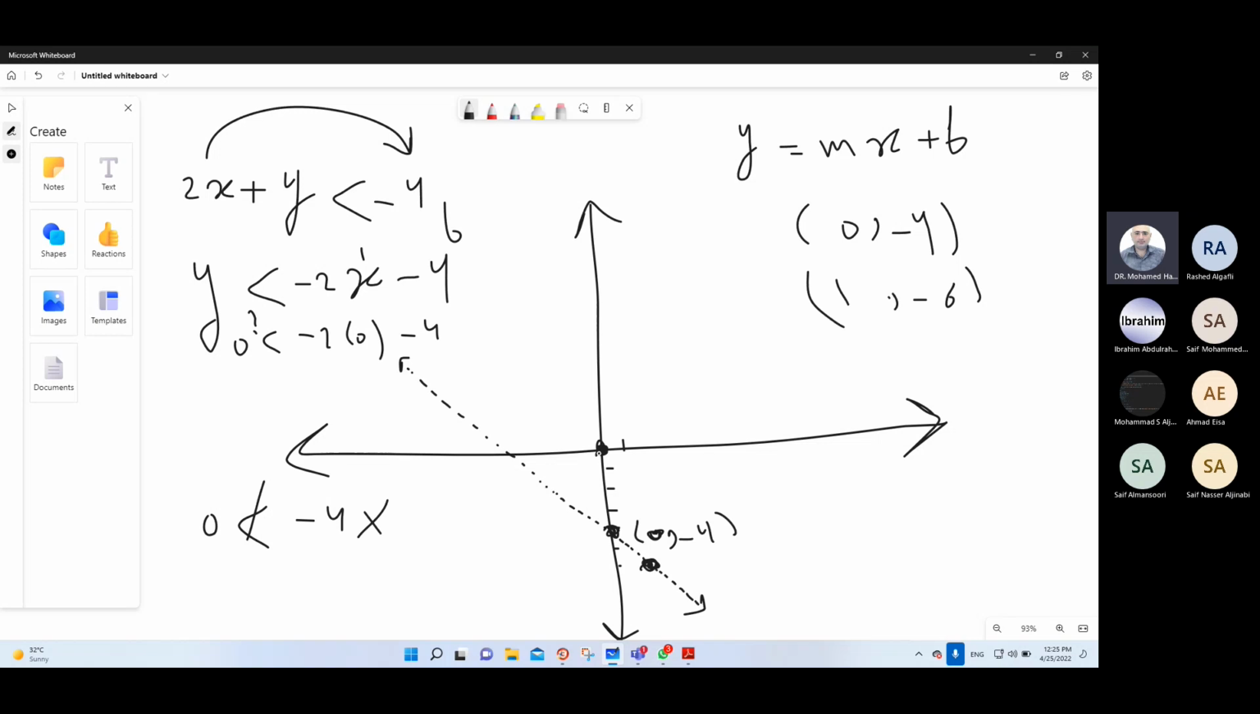Means 0 is not less than that, so this point is not included in the solution set. This part is not the solution set, so the opposite part is the solution set. So you can shade this area. The next example.